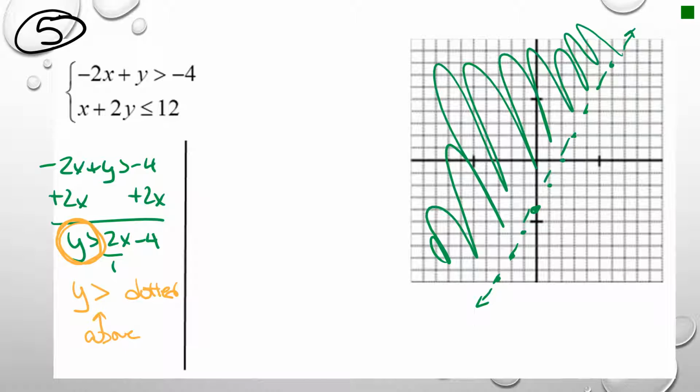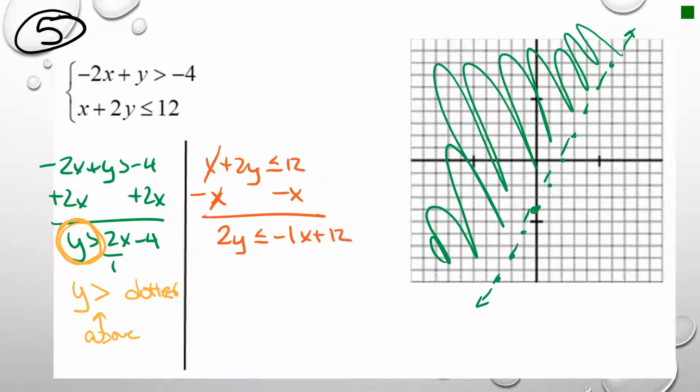Then I am going to grab x plus 2y is less than or equal to 12. I'm going to subtract x. I have 2y is less than or equal to negative 1x plus 12. I'm going to divide everything by 2. I get y is less than or equal to negative 1/2 x plus 6.